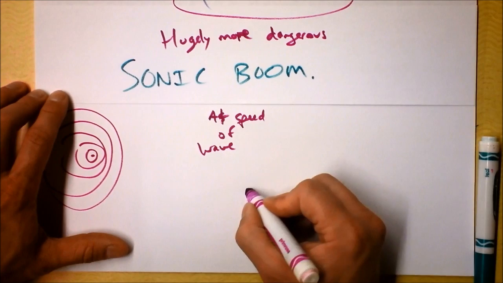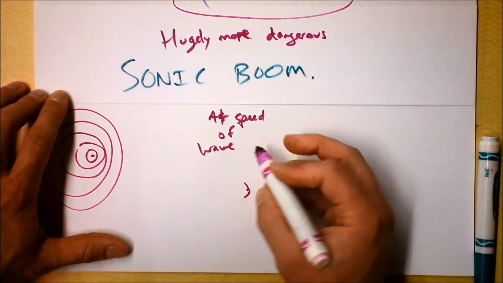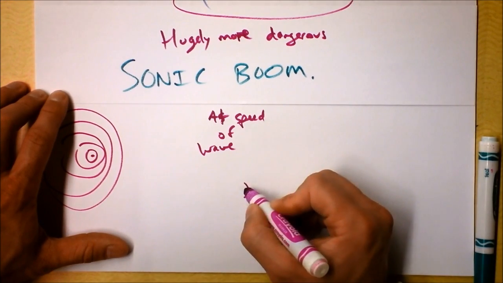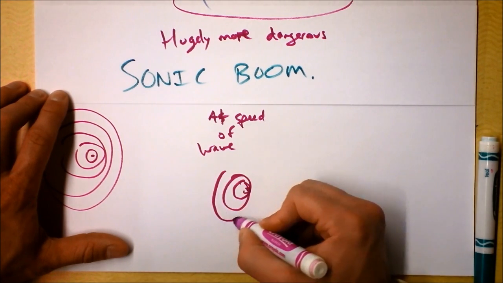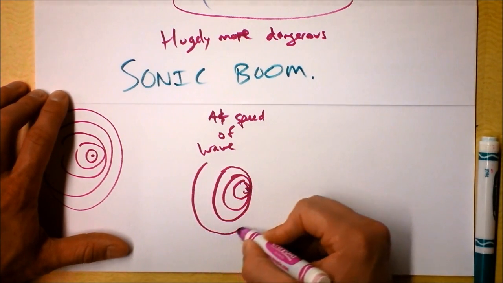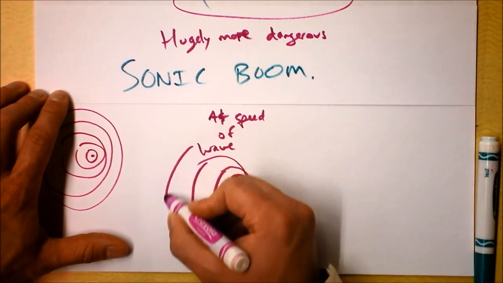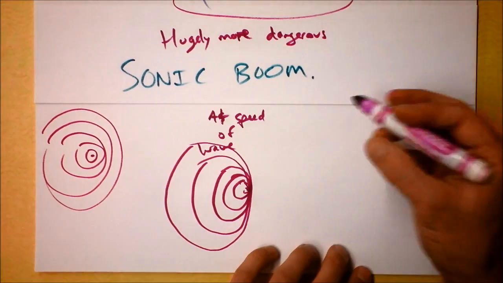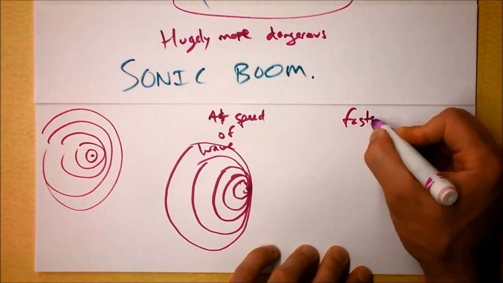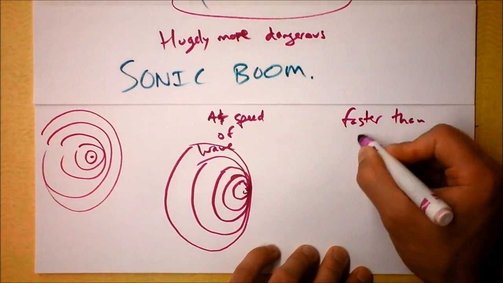I'm saying if we're moving at the speed of the wave, then the wave fronts that we emitted a long time ago are going to all be at the same position as the thing itself. So these are all circles that are touching on the right side. But what if also we're moving faster? Check this out. Faster than speed of wave.